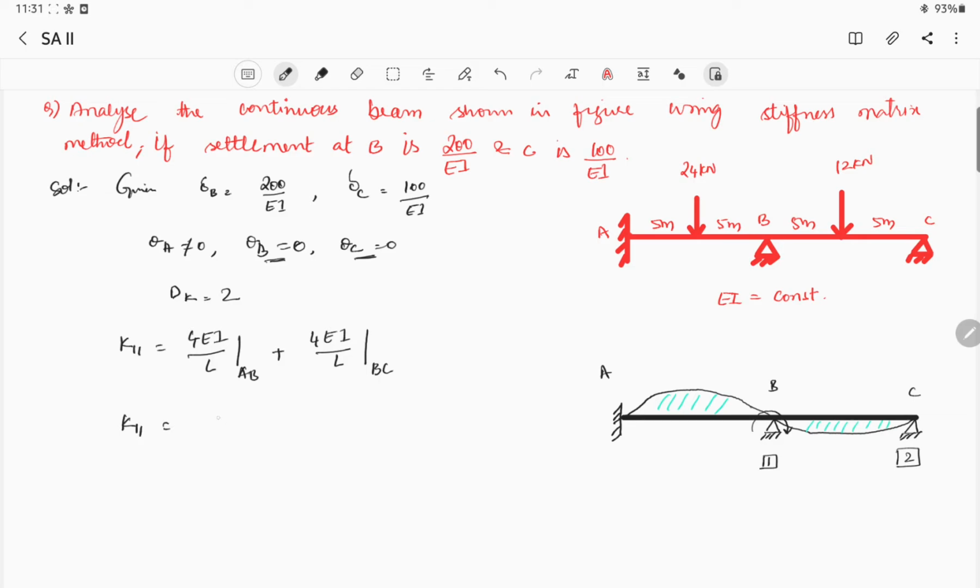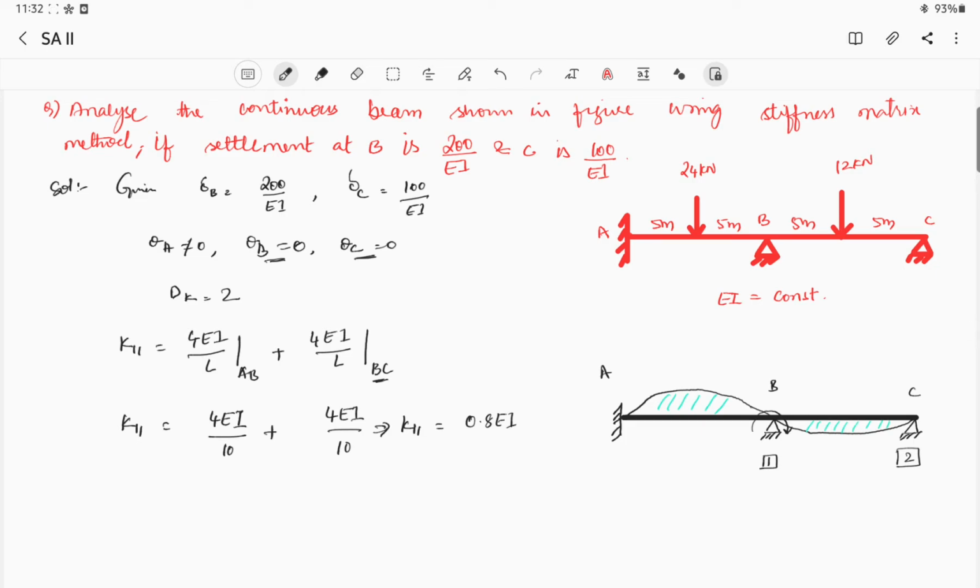K11 is equal to 4EI. EI is constant throughout, isn't it? 4EI by L. What is L? 10 meters for AB, plus 4EI by L. What is L for span BC? 10 meters, same. So K11 is equal to 0.8 EI. Solve this one, you will get 0.8 EI.